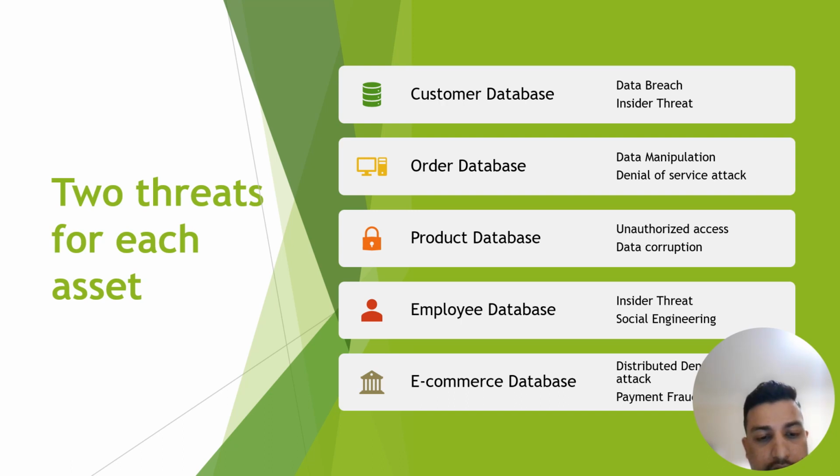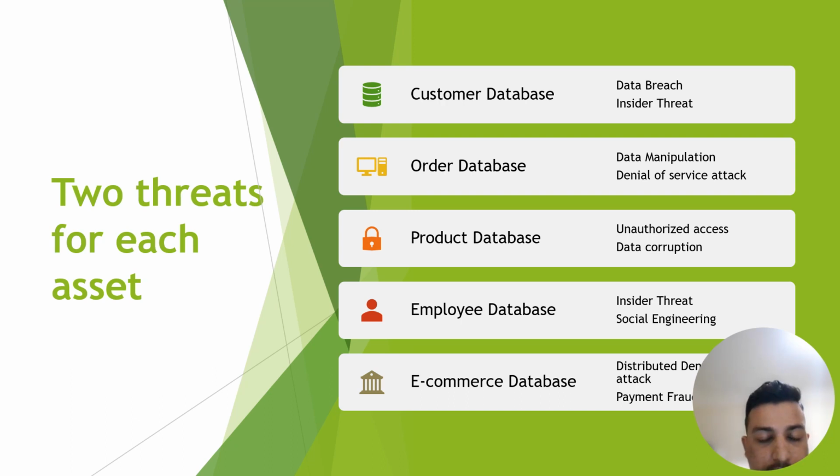On the order database, we have got data manipulation and denial of service attack. On data manipulation, an unauthorized person will gain access to the order database and change the order details, like changing the price and product quantities, which can lead to financial loss for SportX. On denial of service attack, cyber criminals can use a DoS attack on the order database server that causes unavailability and disrupts the process of order and fulfillment operations.